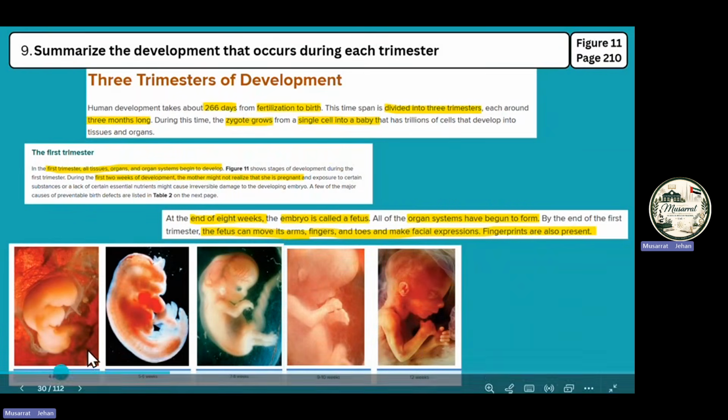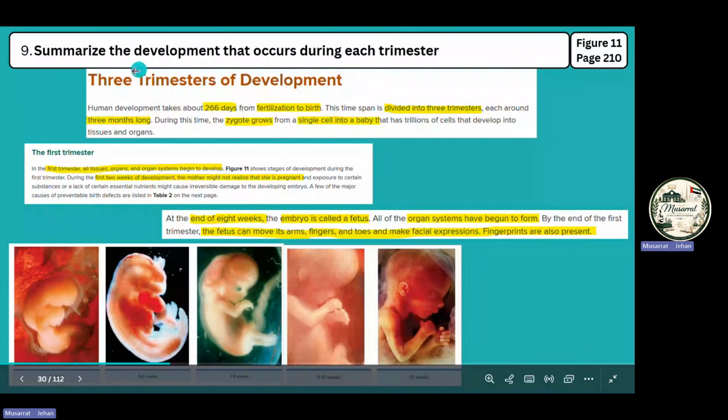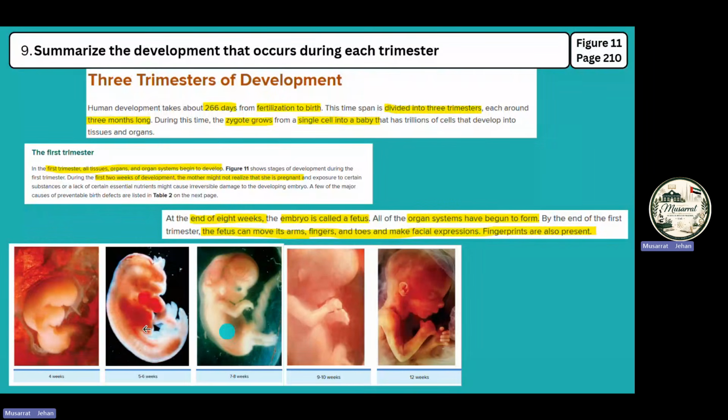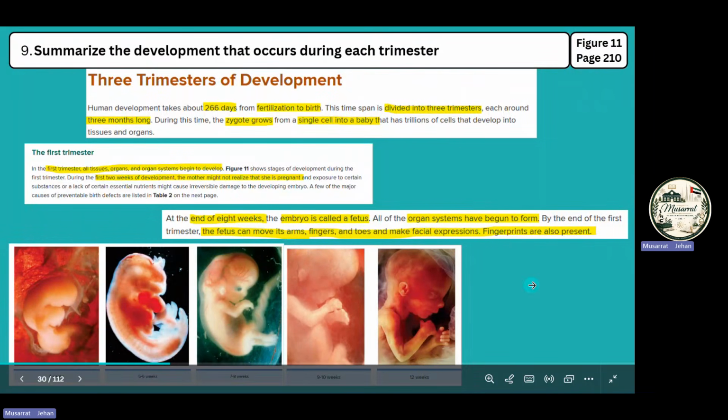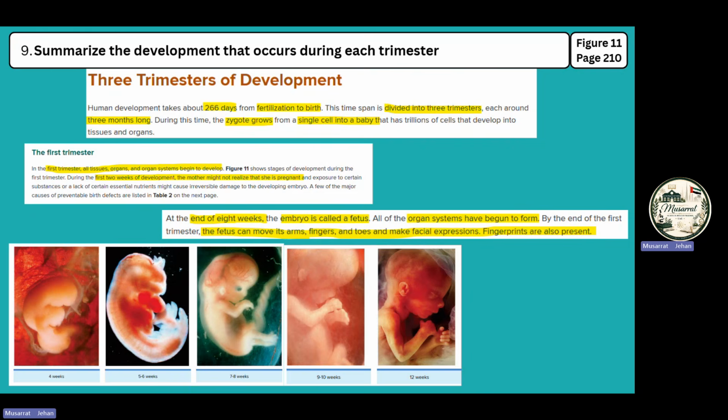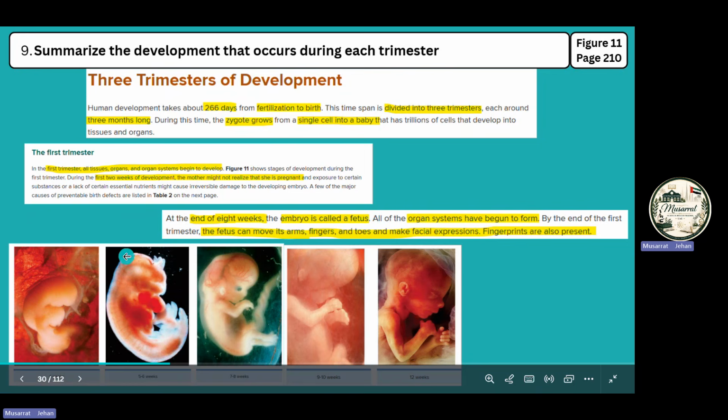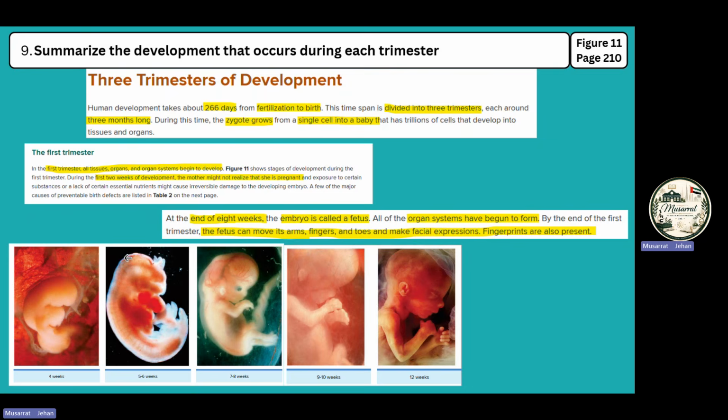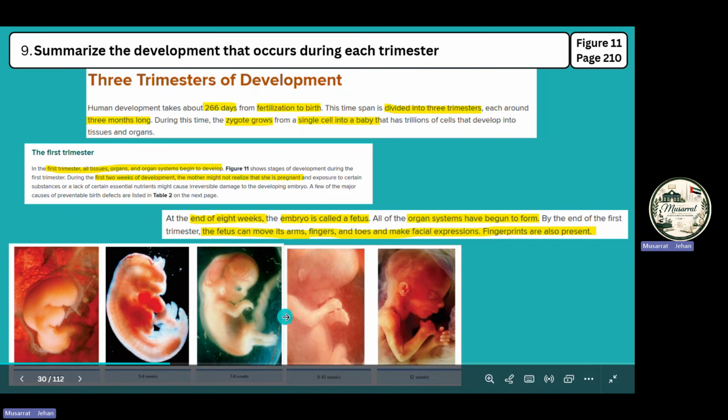Then question 9 will ask you about the 3 trimesters of development. This figure is very important. They give you any one picture and they ask you how many weeks old the fetus is. So you have to identify. This one is only 4 weeks. The second one is 5 to 6 weeks. The third one is 7 to 8 weeks. Then 9 to 10 weeks. You can see, and this is the last one, 12 weeks.